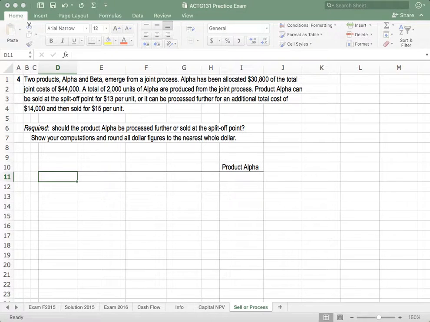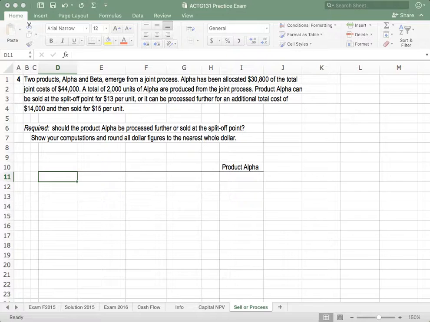I want to explain how to do this problem for Chapter 8. This is a problem that we call sell or process further. Two products can be processed, they share the same process, and up to one point, beta is already a finished product. Alpha has to go a little further with additional cost, and generally alpha will be sold for more than beta.